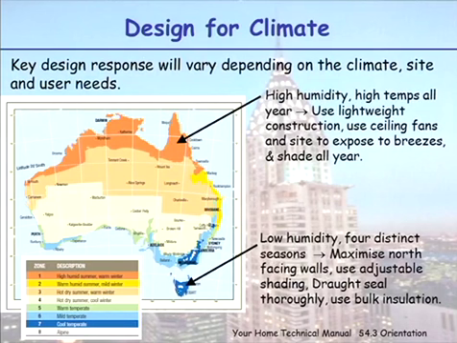Down in Tasmania, in Melbourne, we have 4 distinct seasons we have to deal with. It's freezing cold at the moment, but it gets boiling hot as well. So we need to maximise our north-facing walls by using shading and adjustable shading.